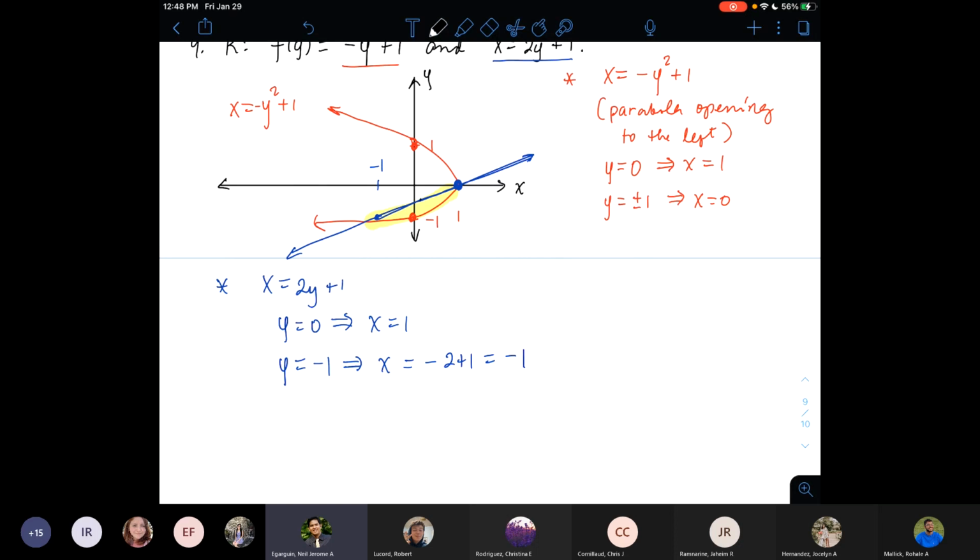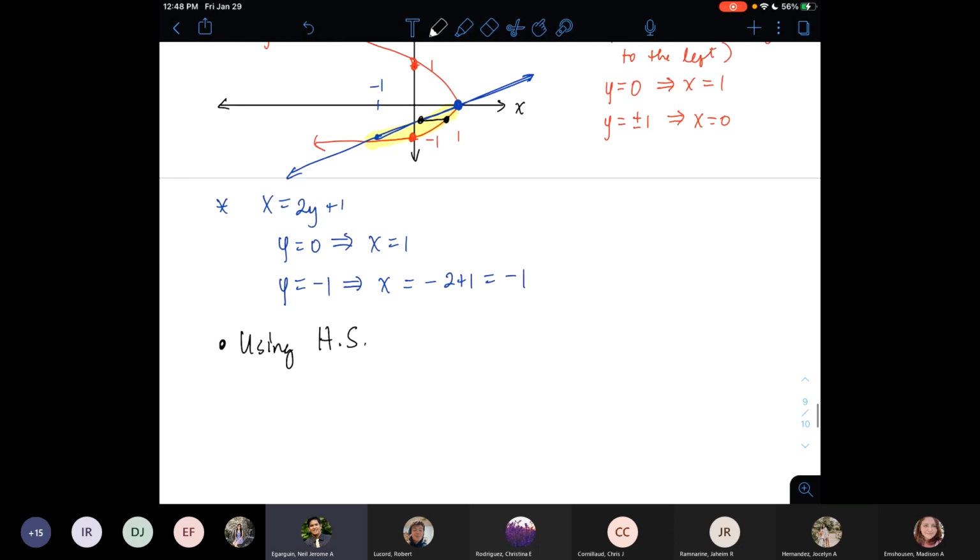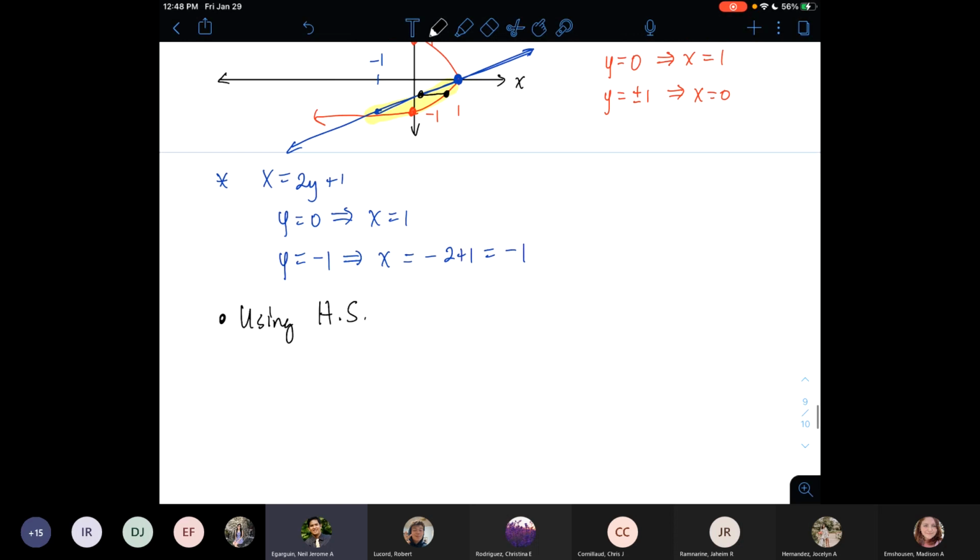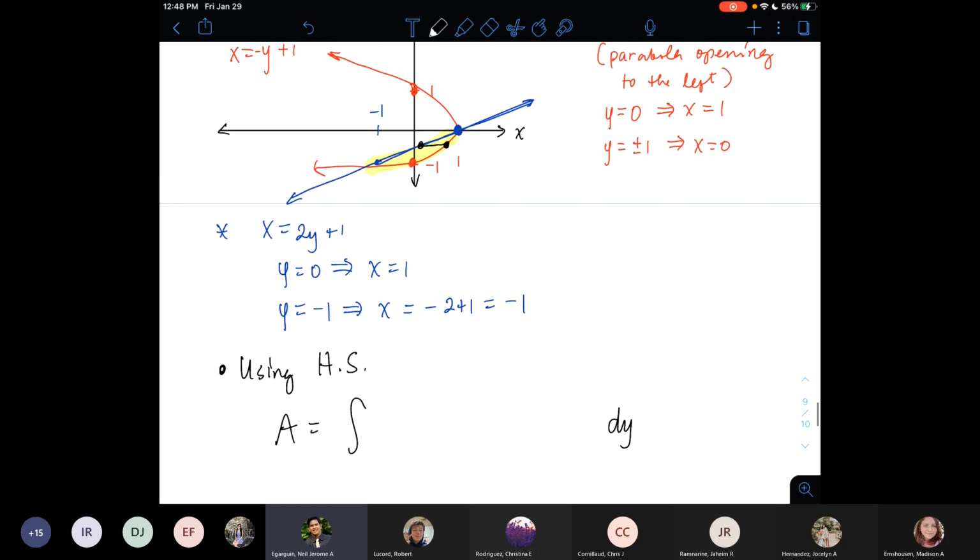use horizontal strips. Again, the functions are given readily in terms of y, and the horizontal strips require a dy. So that's why I'm starting with a horizontal strip here. So using horizontal strips, we get what? So using horizontal strips, the area would be with respect to y, okay? And then y value starts where?